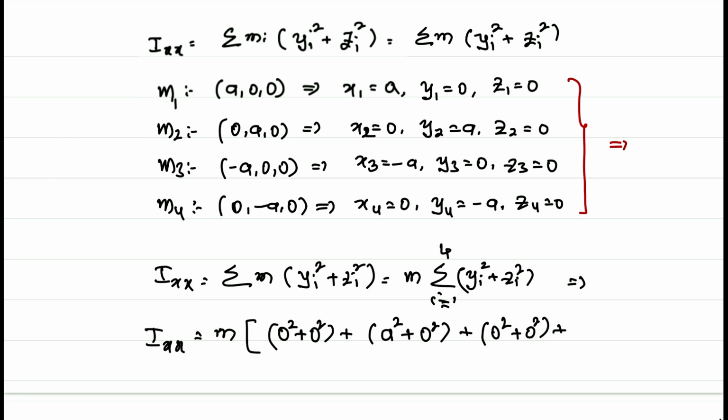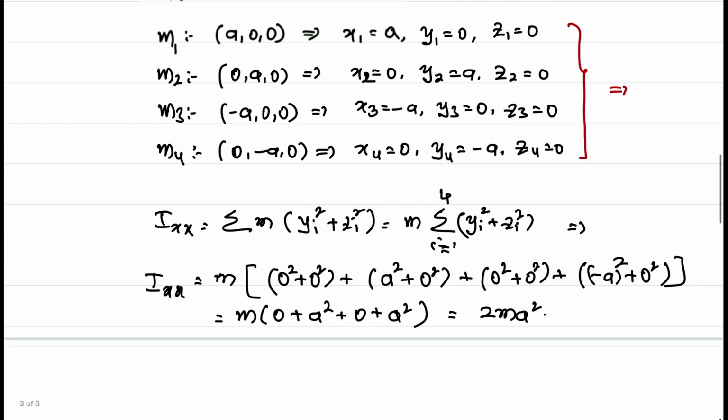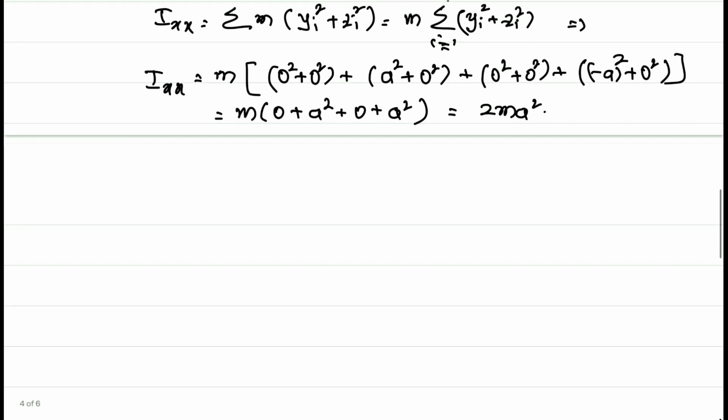plus when i is equal to 4, y4 is minus A whole square plus z4 is 0. That is equal to m into 0 plus A square plus 0 plus A square. Minus A whole square is plus A square. That is 2mA square. Please try to understand this procedure. Ixx is equal to 2mA square.